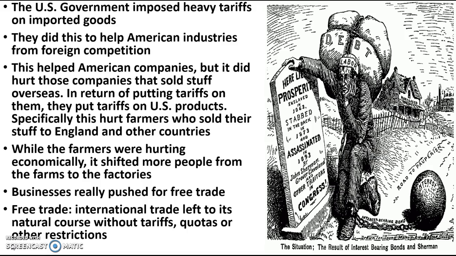Now, here's the thing. A lot of these businesses realize the American people are not happy with the government. They're not trusting the politicians. So the businesses decide that they are going to push for free trade. Free trade basically means international trade is left to take its natural course. No heavy taxes, no restrictions, no quotas, where you have to sell this much, you have to buy this much. It's basically like, hey, let's negotiate the price. Let's see what works, what's fair, and what we both agree on.